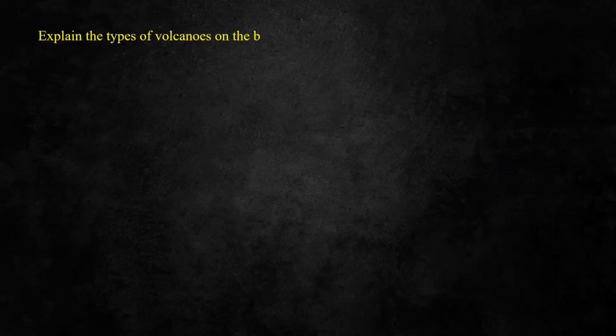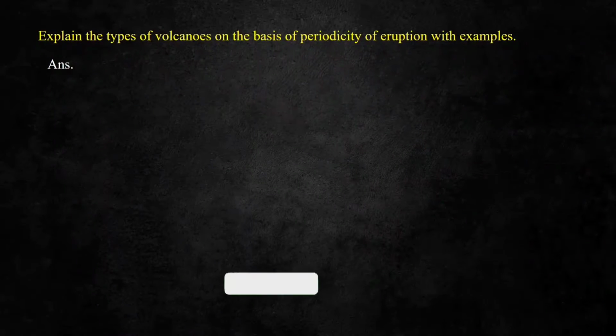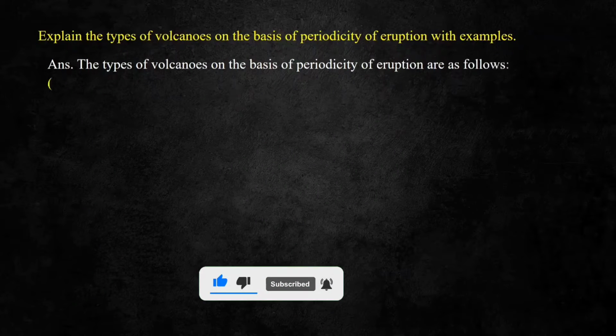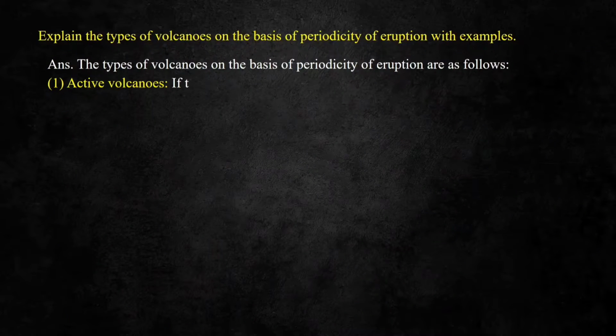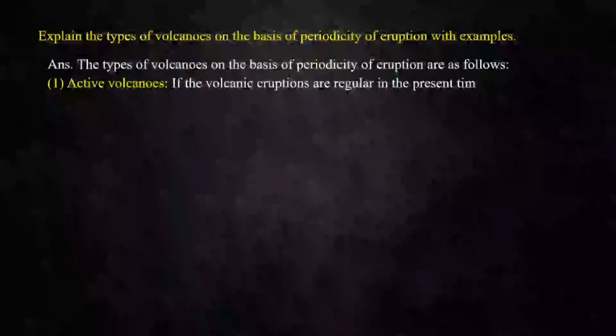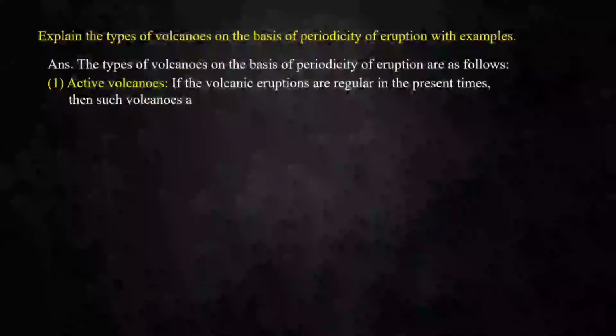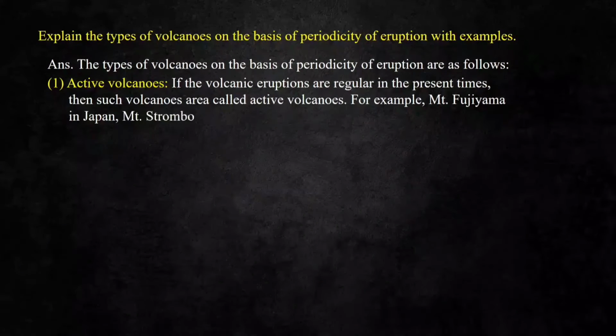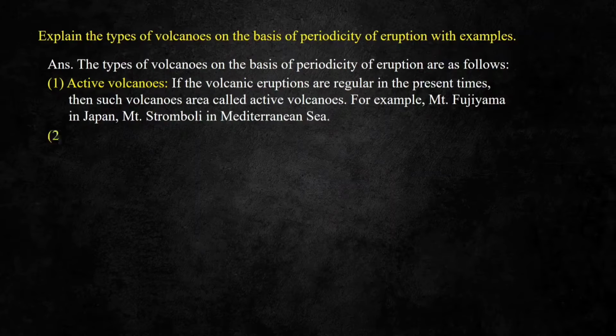Explain the types of volcanoes on the basis of periodicity of eruption with examples. The types of volcanoes on the basis of periodicity of eruption are as follows. First is active volcano. If the volcanic eruptions are regular in the present times, then such volcanoes are called active volcanoes. For example, Mount Fujiyama in Japan, Mount Stromboli in the Mediterranean Sea.